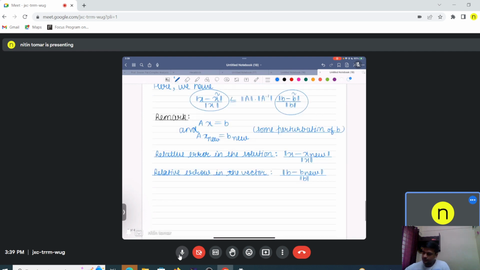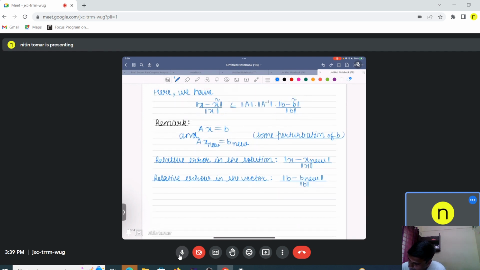Yeah. So note that this quantity plays an important role here. This constant is called the condition number of A, and it is denoted by kappa A. Okay. This is denoted by kappa A.